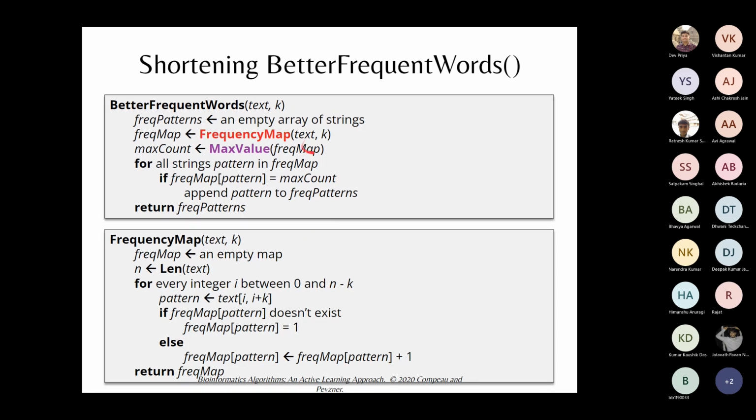So given any text and a string k, this subroutine is going to return a frequency map of every k-mer inside that text. So now you have two functions which give you a frequency map, and a function which, based on this frequency map, can calculate the maximum value, and then you can quickly find the frequency of words.